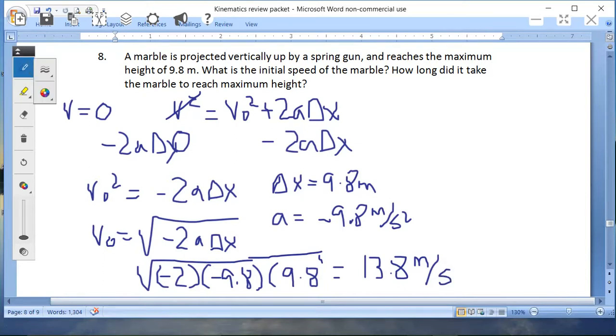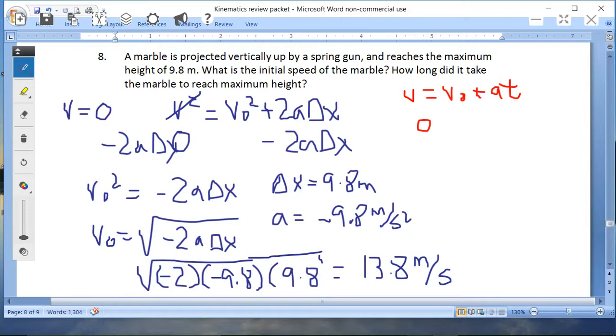In the second problem, how long did it take to reach maximum height? So I'm going to use the first kinematics equation. V equals V0 plus AT. I know that at maximum height, v is 0.